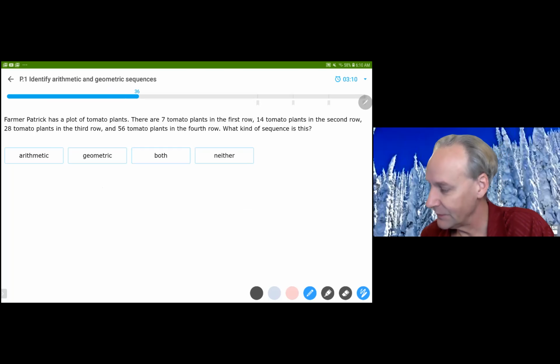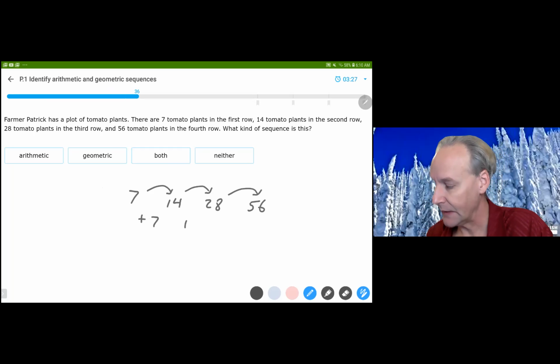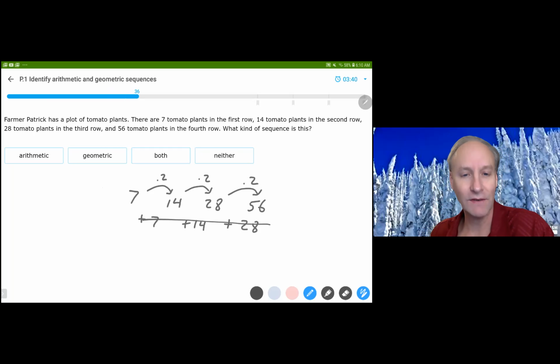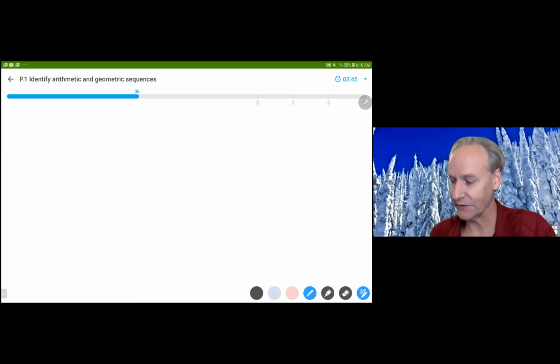Is it possible to be both? Well, let's see. This one went from 7 to 14, and then it went to 28, and then it went to 56. Now it looks like we added 7, and then we added 14, and then we added 28. But that's the same as doubling each time. Times 2, times 2, times 2. Oh, it's geometric. It doesn't look very big, but there it is. We're multiplying by 2 each time.